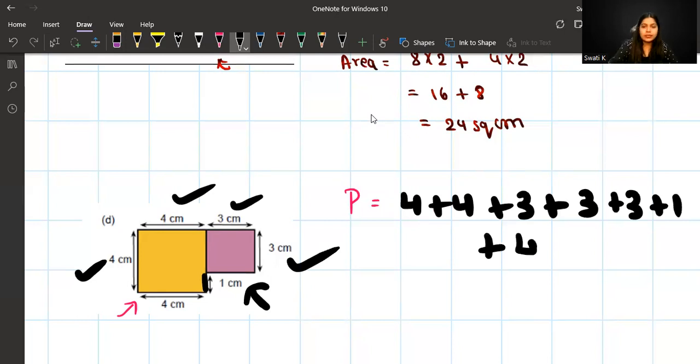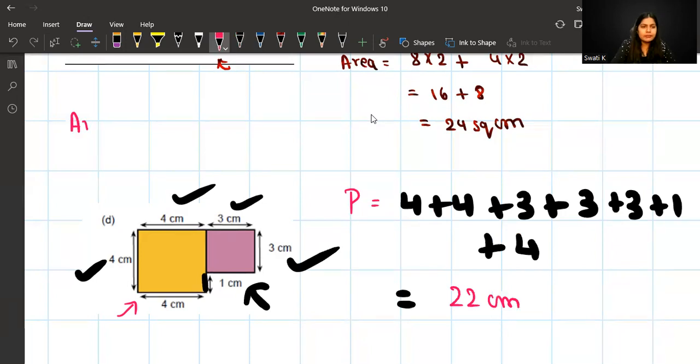All the parts are done. Now we can add it. 4 plus 4, 8. 8 plus 3, 11. 11 plus 6, 17. 17 plus 1, 18. 18 plus 4, 22. So we have the answer 22 centimeter. Now we will find out area.